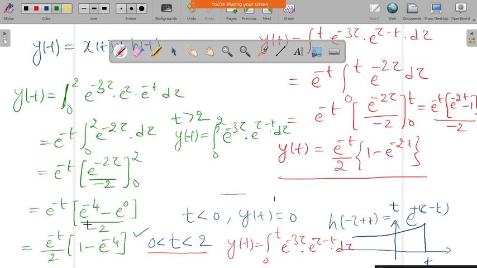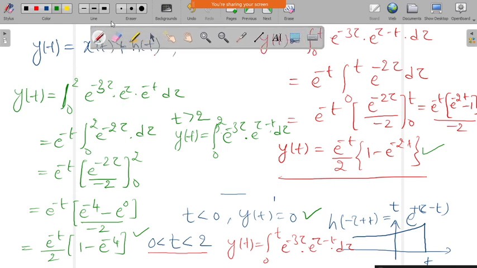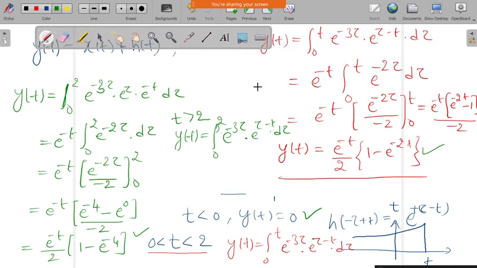Now we need to write the obtained solutions for t less than 0, t between 0 to 2, and t greater than 2. These are all the results which we have. Combined together, we get the convolution integral. Is it understood? Any doubt in this?